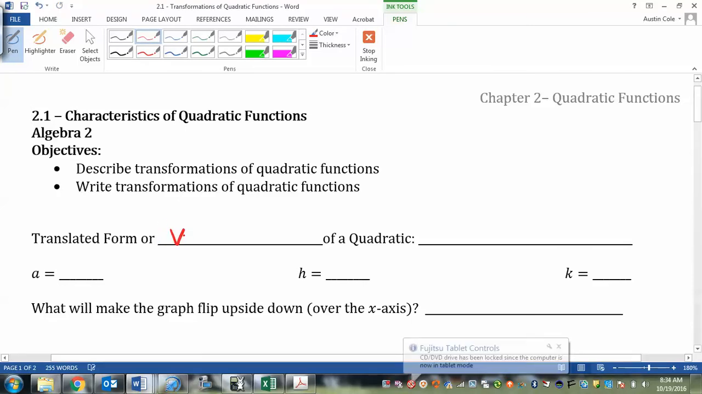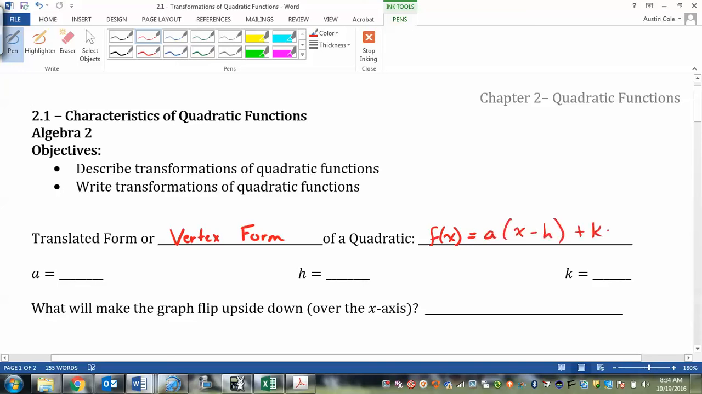So this translated form, that is f of x, excuse me, I lied. Translated form or vertex form goes there. We kind of know it as a translated form, but if I say vertex form, it's the same exact thing. That is f of x equals, and f of x means what again? Y equals. Yeah, it just means y. A times x minus h plus k. Now that should look familiar.